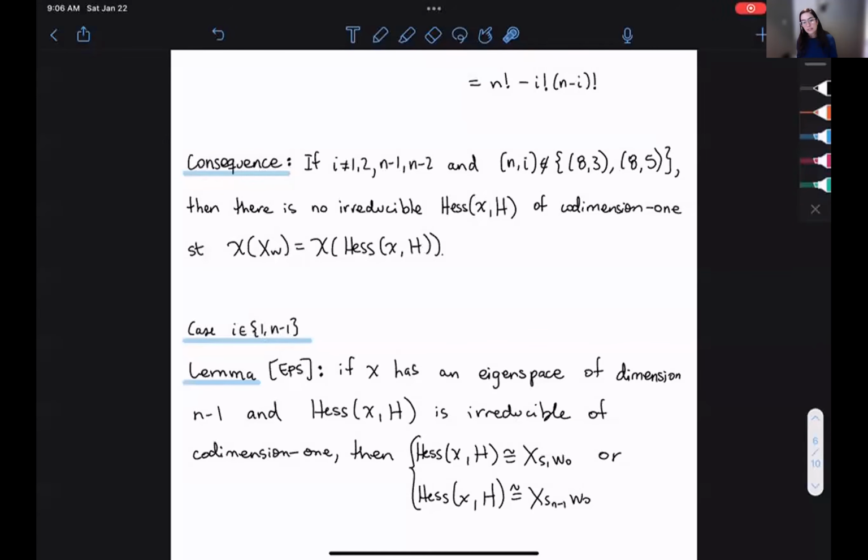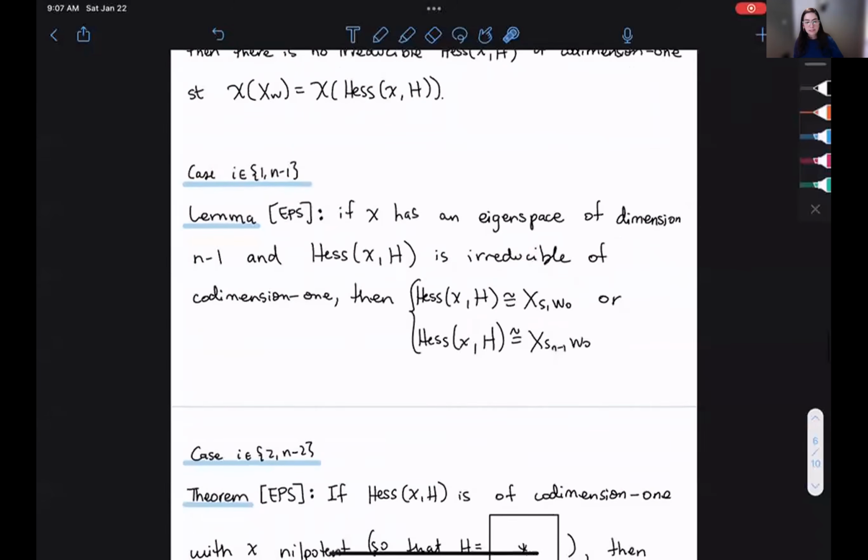So Juliana Timochko had some work on Hessenberg varieties of highest weight, but I won't get too much into it. But using her work, one can show that these two are equal to some Hessenberg variety that Juliana studied. Okay, so this case is not too bad.